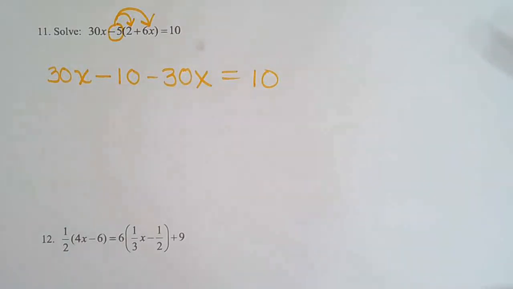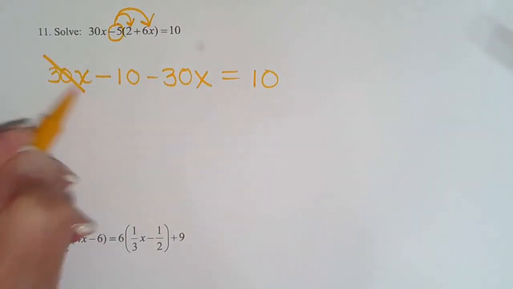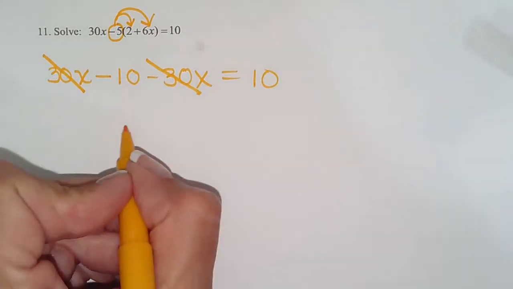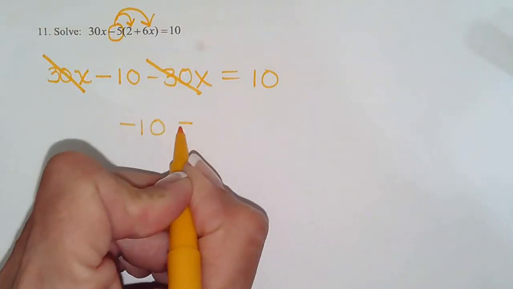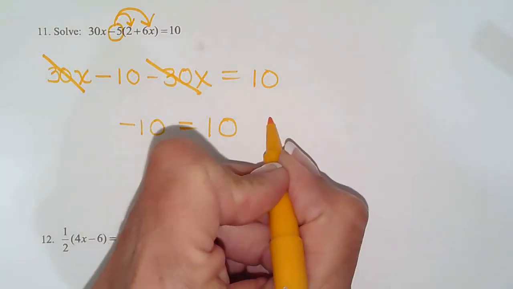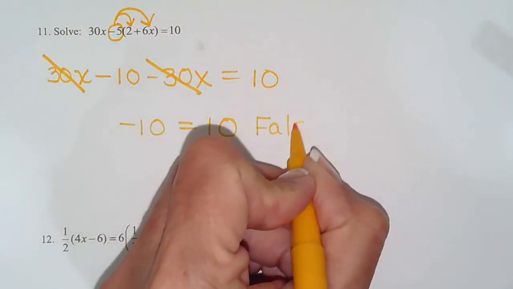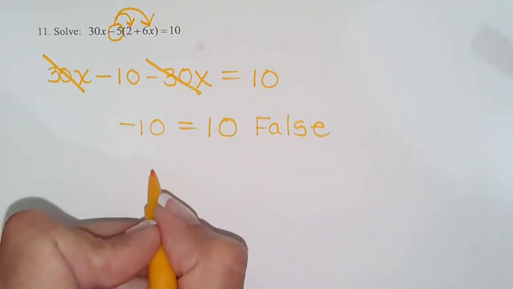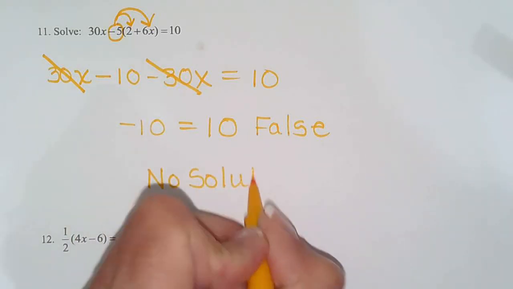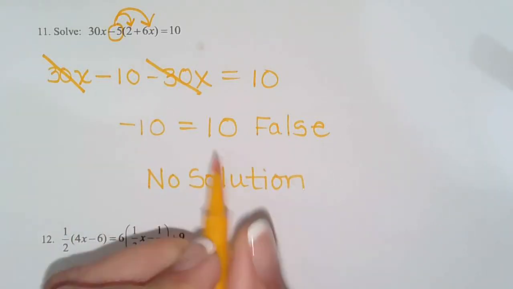So look at my x's. Again, they're going to cancel. 30 minus 30 is 0. So what do I have left now? I have something left, but this time it's not true. Negative 10 never equals 10. So this is false. So that leads me to write no solution. So that is 2 really good examples.